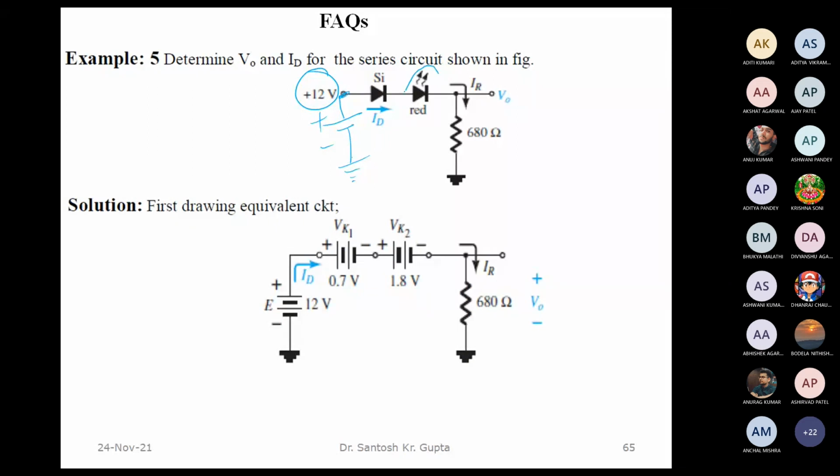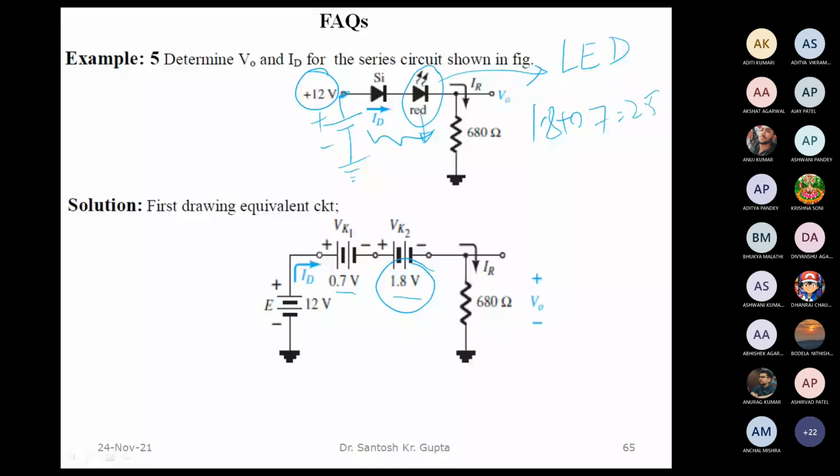And this is actually a special diode. We have not talked about this diode so far. This is a light emitting diode. It is made of compound semiconductors. Its potential barrier is quite large, here it is 1.8 volt. So in such a case, we have to look at the total potential barrier of both diodes, that is 1.8 plus 0.7, that is 2.5 volt.